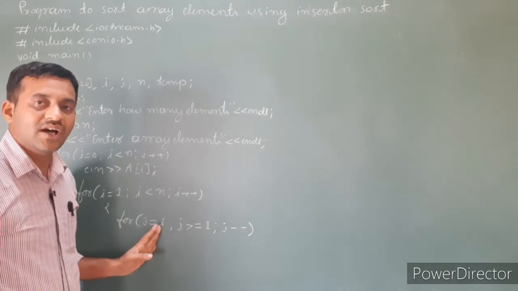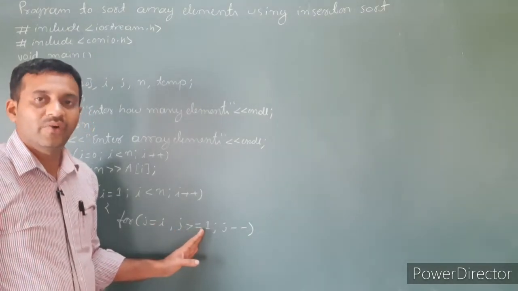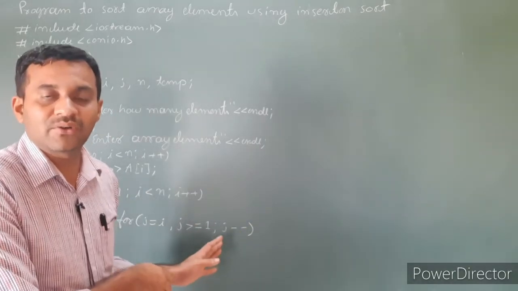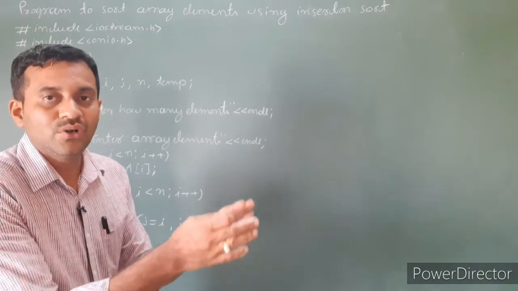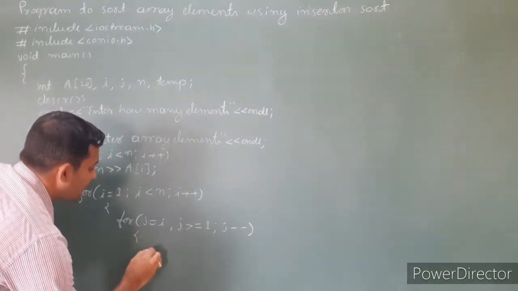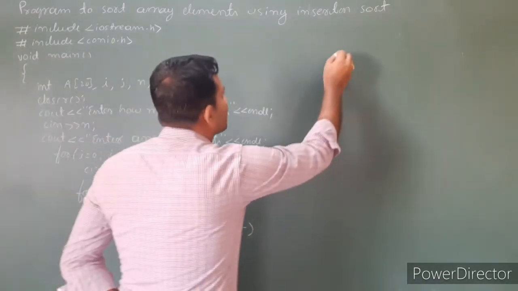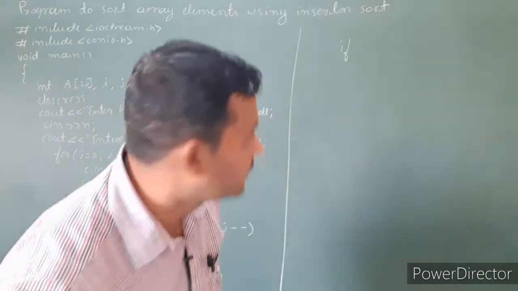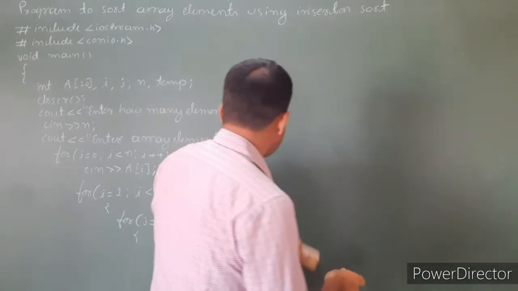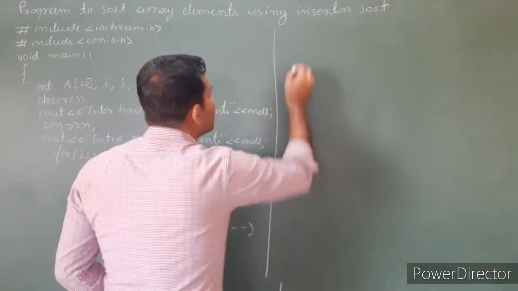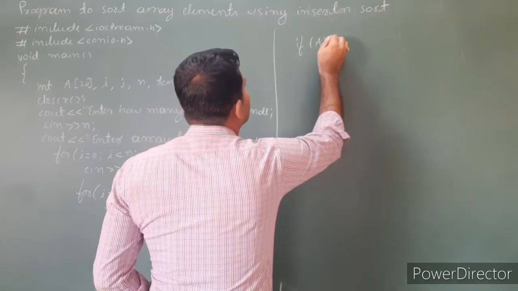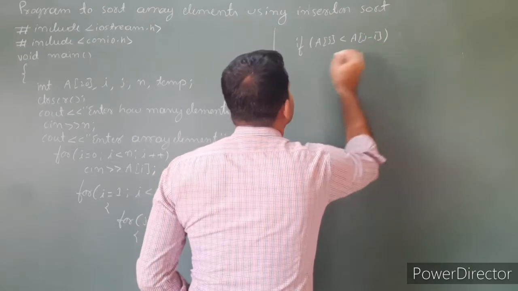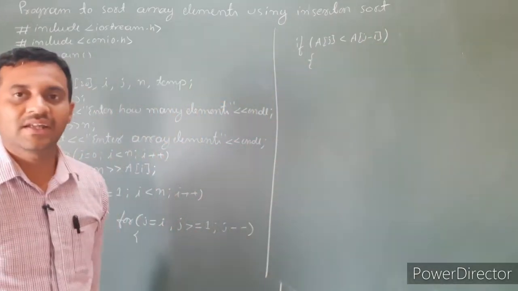So j equals i, j greater than or equal to 1, j minus minus, down to 1. We have to write the algorithm for j down to 1. After that, compare: if a of j is less than a of j minus 1.